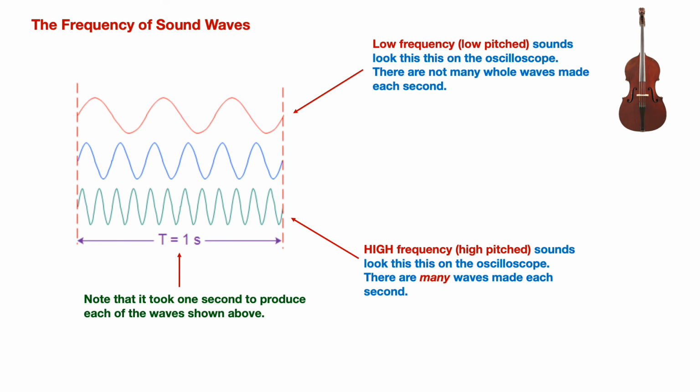On the other hand, the high frequency note at the bottom, where there are lots of waves produced in a second, produces high-pitched notes. The sort of instrument that would produce highly pitched notes would be something like a piccolo, and there's one shown. So, key points to remember: low frequency means low pitch, not many waves produced per second, and high frequency means high pitched, lots of waves produced per second. And we'll consider an equation for frequency in the next lesson.